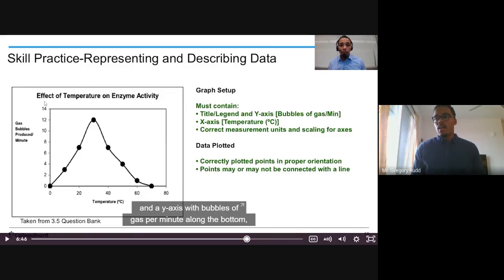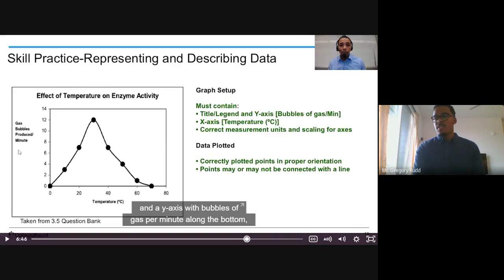So again, I always want you guys to think about the TAILS acronym. We need a good title. We need a good axis. We need our axes labeled. We need good intervals and consistent intervals. So we went up by 2s every time on the y-axis. We went up by 20 every time on the x-axis. We need everything labeled. So I guess I said that.